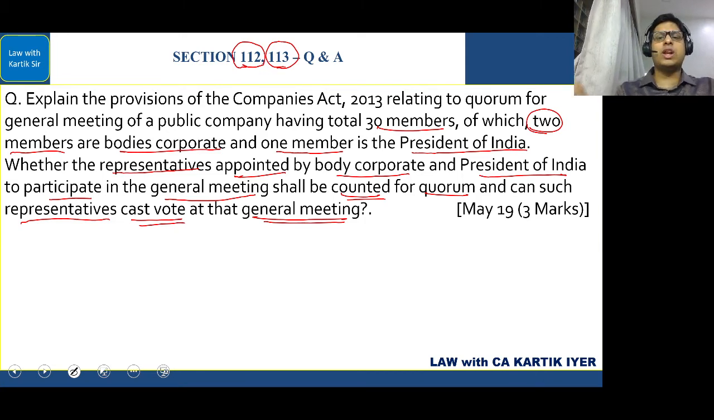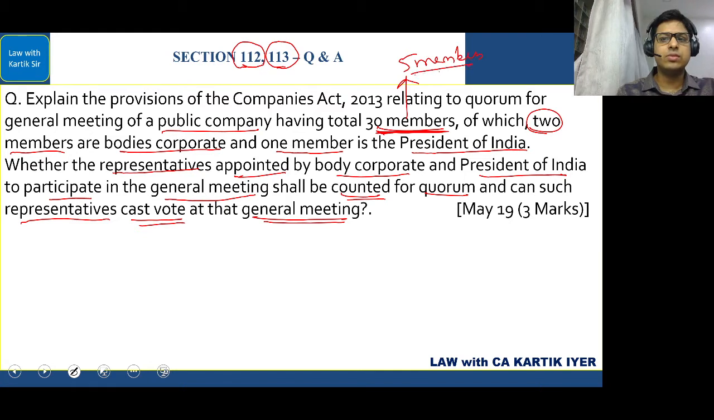So here, first of all, you will write, because there are total 30 members in the company, and that too a public company, the quorum will be how much? Quorum will be 5 members, because it is falling under the category of up to 1000 members, correct? So 30 members falls under up to 1000 category. So 5 members will be the quorum.